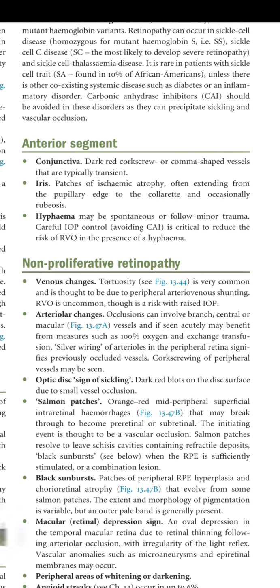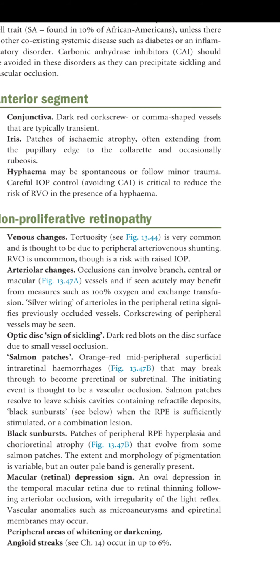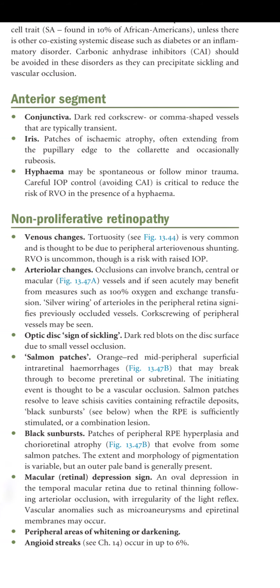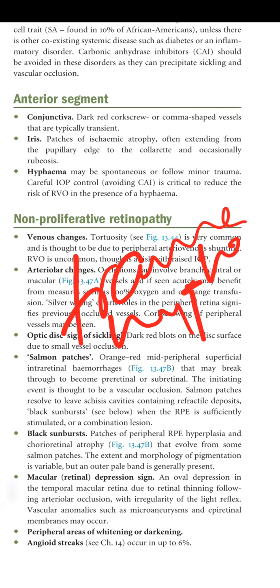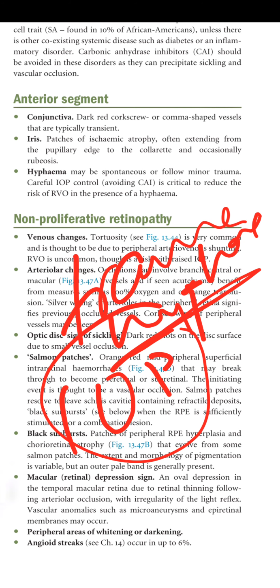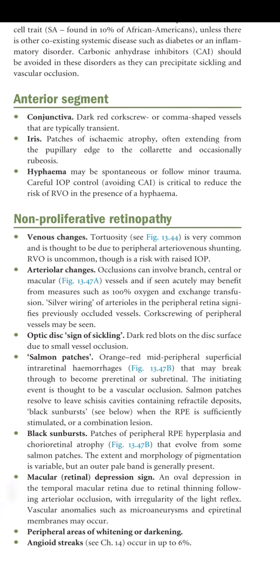Hyphema may be spontaneous or follow minor trauma. Careful IOP monitoring and control, avoiding carbonic anhydrase inhibitors, is critical to reduce the risk of RVO in the presence of a hyphema. So whenever there is trauma and a hyphema in a case of sickle cell disease, we control the IOP as soon as possible because it is very important. It can lead to permanent optic neuropathy.